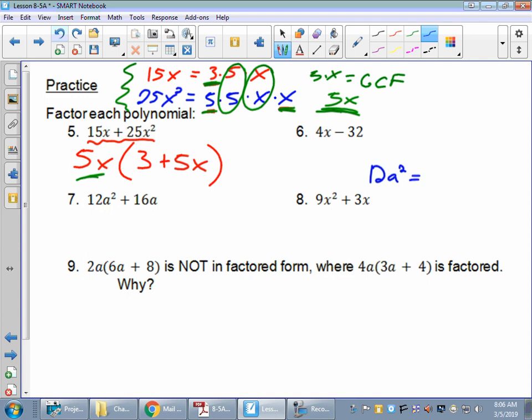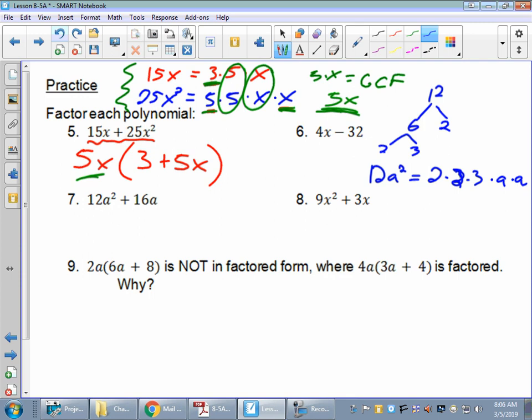If I had to make a tree, I'd end up getting 2 times 2 times 3, right? Because if I go 12, break that down, 6 times 2, and then 2 times 3. So it would be 2 times 2 times 3. And then I have the 2 a's, so I have to multiply a times a, right?